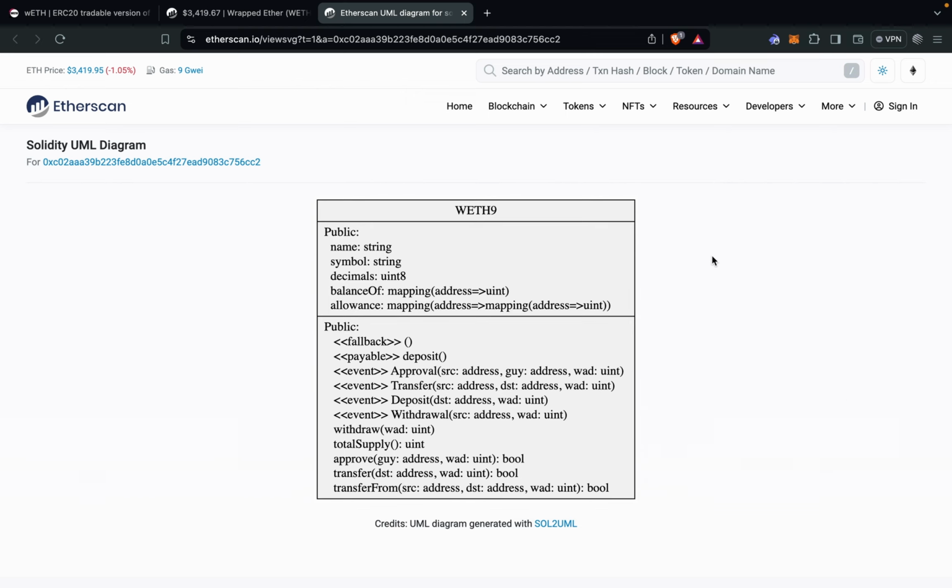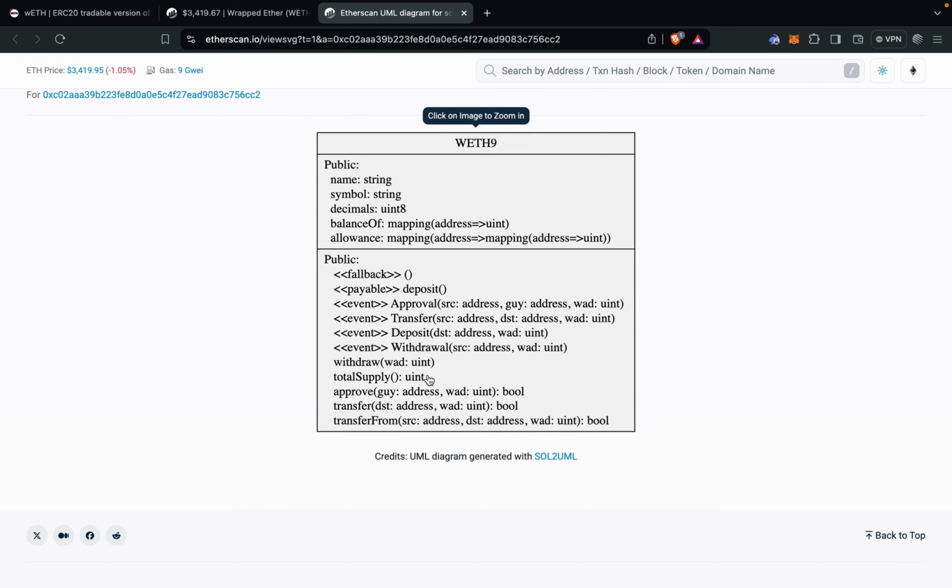You'll see the standard properties and methods and events that come with the ERC20 token, along with very slight modification. For example, we have name, symbol, decimals, balance of, allowance. These are all as it is from the ERC20 token. Then we have a few events. Transfer and approval are from ERC20 token as it is. We have some additional events, deposit and withdrawal. These are mainly to signal deposits and withdrawals from the smart contract.